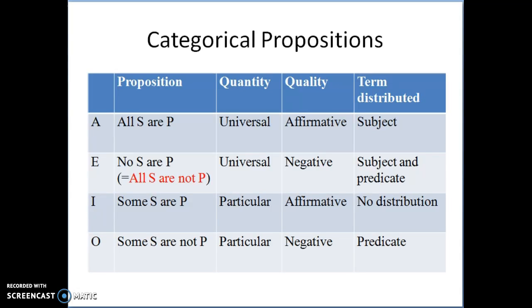Affirmative propositions say what the members of a group are, and negative propositions say what the members of a group are not. So in general, you can use the keywords "all" or "some" to identify quantity, and "are not" to identify quality. Now, I want to draw your attention to E-type propositions, which are of the form "No S are P."